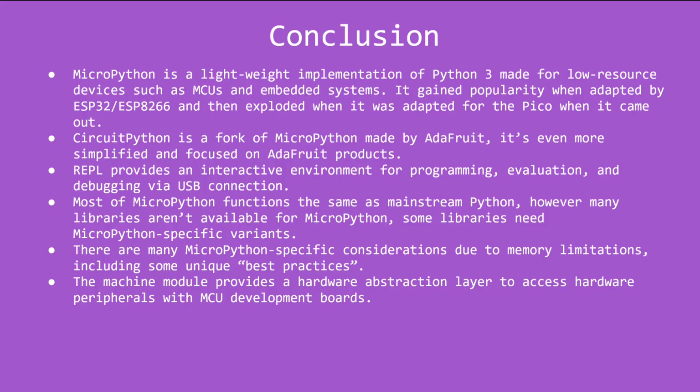Most of the MicroPython functions pretty much the same way as mainstream Python. However, many libraries are simply not available for MicroPython. Some libraries need MicroPython specific variants. There are many MicroPython specific considerations due to memory limitations, including some unique best practices. The machine module provides a hardware abstraction layer to access hardware peripherals with microcontroller development boards.